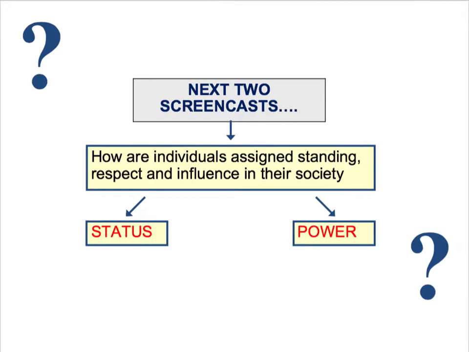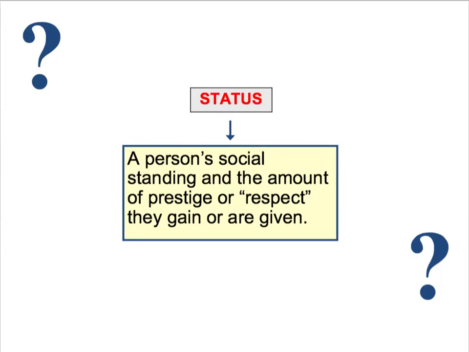And in the next two screencasts, we're going to start to explore another key question that's central to the discipline of sociology. How are individuals assigned their standing, their respect and their influence in their society? And we're going to look at two concepts to analyse that question. In this screencast we're going to look at status, and then in the next screencast we're going to look at the concept of power. As usual, try and make lots of notes as we go through these ideas, and let's start with a definition of status.